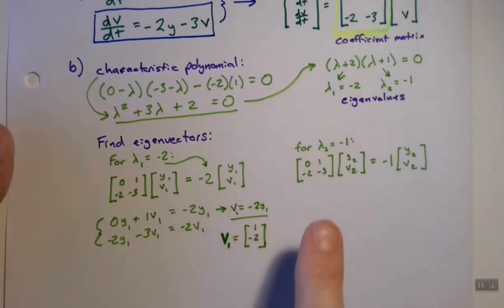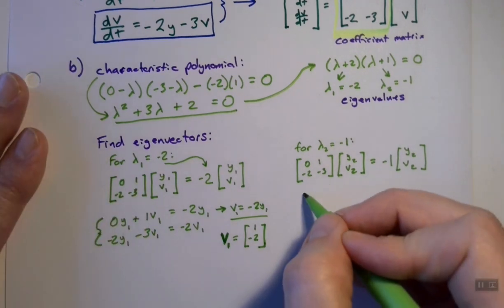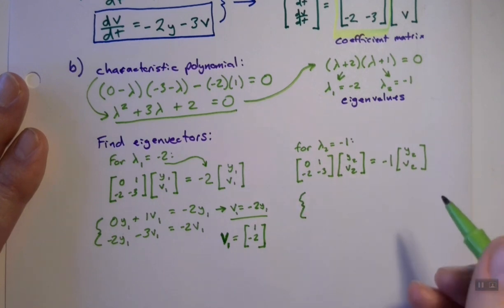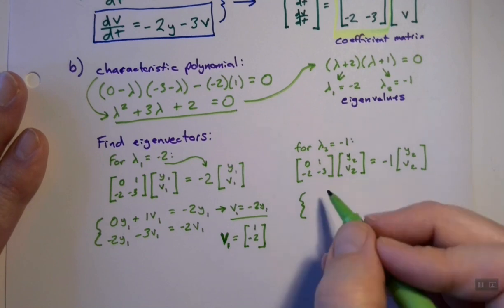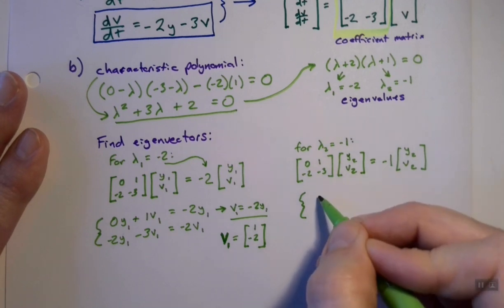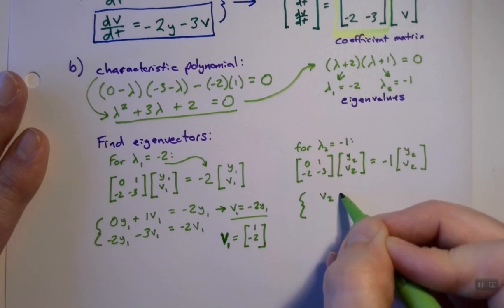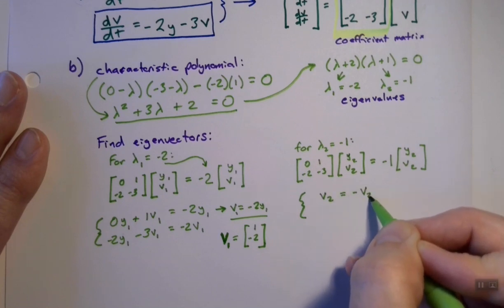And I could do the same thing here. I'm just going to convert them into equations to see how they play out. There are other ways to do this, by the way. This is just the most straightforward algebraic way. So here in the top, we just have v2 equals negative v2.